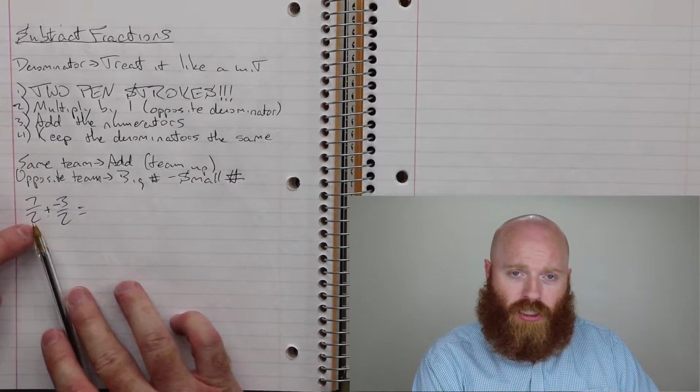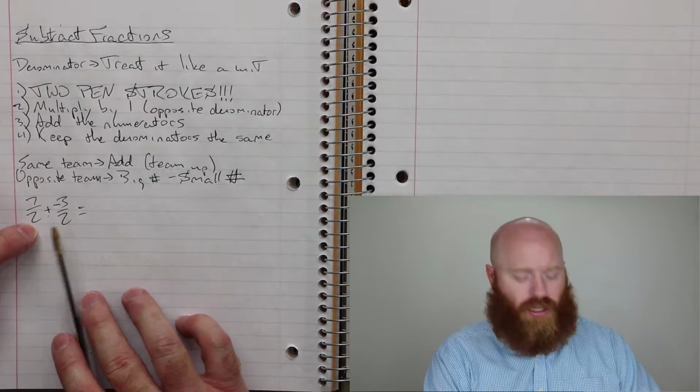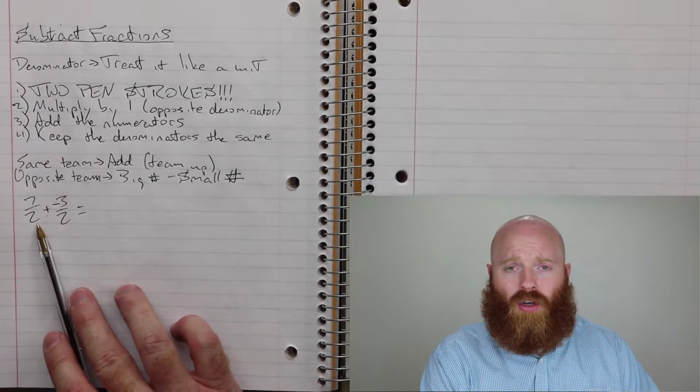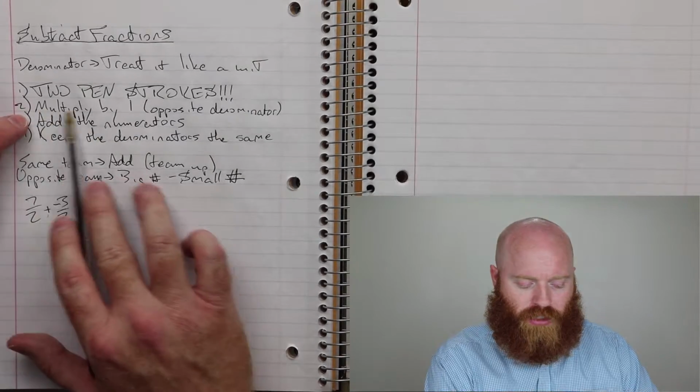But right now we have a common denominator. Common means everybody has one. The denominator, everybody has a 2. So we have common denominators. When we have that, we can skip step number 2.